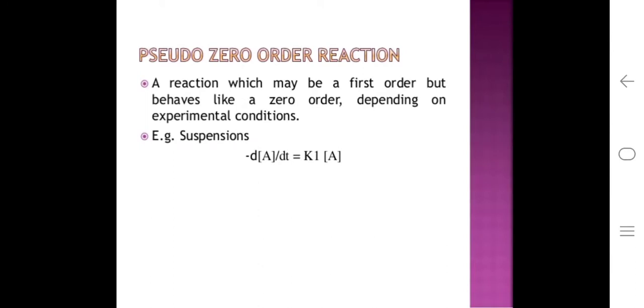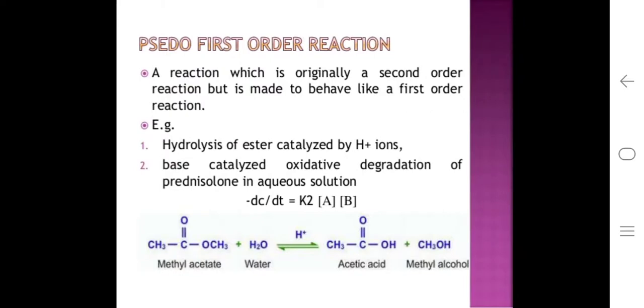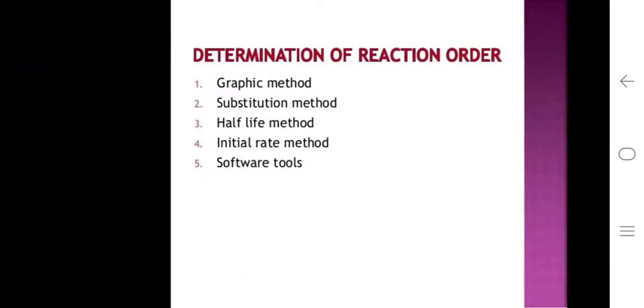Pseudo zero order reaction, a reaction which may be first order but behaves like zero order depending on experimental condition. Example, suspension. Pseudo first order reaction, a reaction which is originally a second order reaction but is made to behave like first order reaction. For example, hydrolysis of ester catalyzed by hydrogen ions, base catalyzed oxidative degradation of pyridoxal in aqueous solution, methyl acetate, water, acetic acid, methyl alcohol.